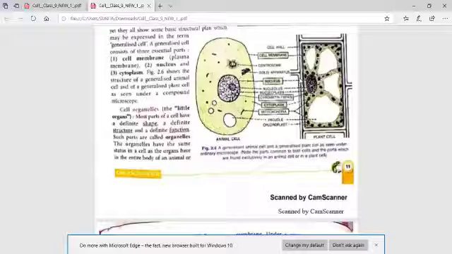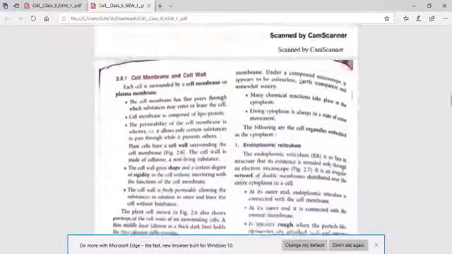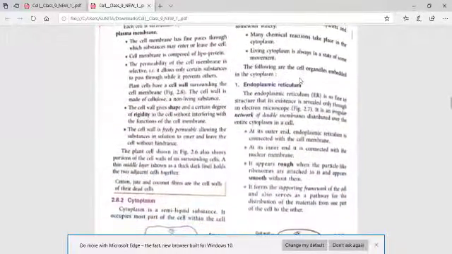Now, what are the differences between cell wall and cell membrane? Cell membrane is present in both plant and animal cell. Cell wall is only present in plant cell. Cell membrane is selectively permeable. Cell wall is freely permeable. Cell membrane is made up of protein, lipid, and protein, and cell wall is made up of cellulose. Cell membrane is a living part, cell wall is a dead part. So these are the differences we have learned about cell wall and cell membrane.